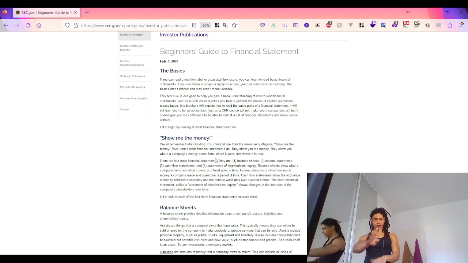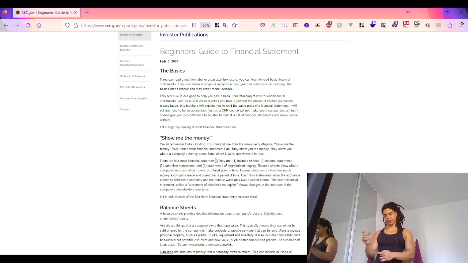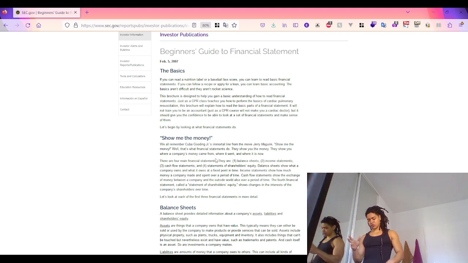And there are four types of financial statements. You have balance sheets that show what a company owns and what it owes at a fixed point in time. The income statement, how much money a company made and spent over a period of time. The cash flow, the exchange of money between the company and the outside world, as well as the statement of shareholders' equity that shows the change in interest over time. So this section only focuses on the first three financial statements.